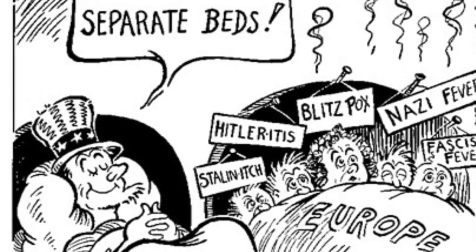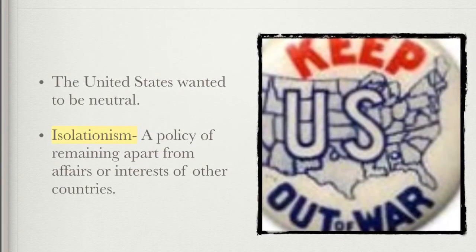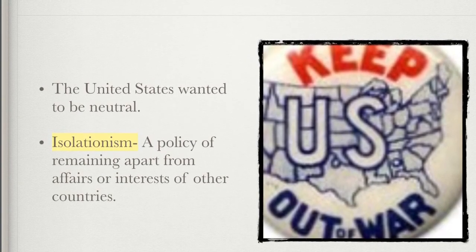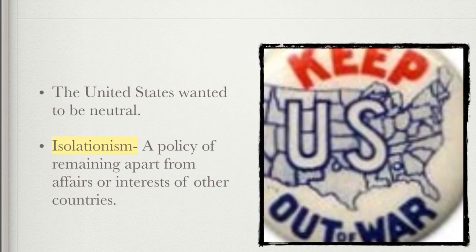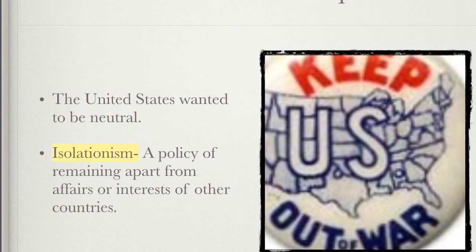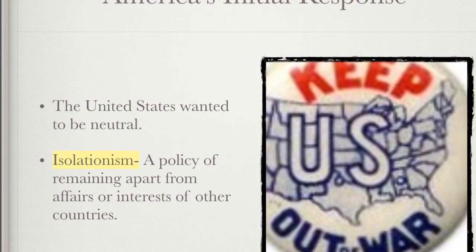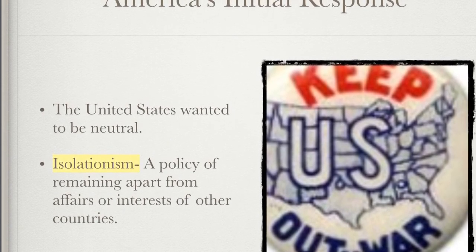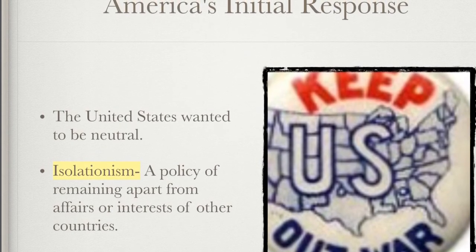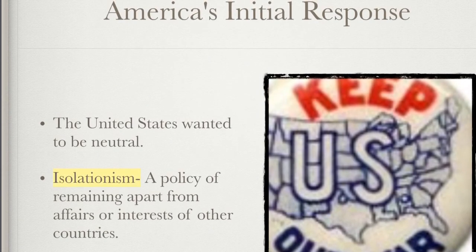Believe it or not, the United States, despite being one of the world's strongest powers, wanted to remain out of World War II. The United States was committed to staying out of World War II because, as you know, after World War I, the country returned to a policy of isolationism, or a policy of remaining apart from the affairs or interests of other countries. So, with this policy of isolationism in mind, the United States thought it was best to remain separated from the fighting that was taking place in Europe.